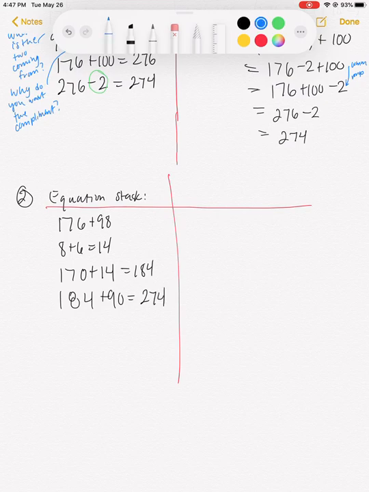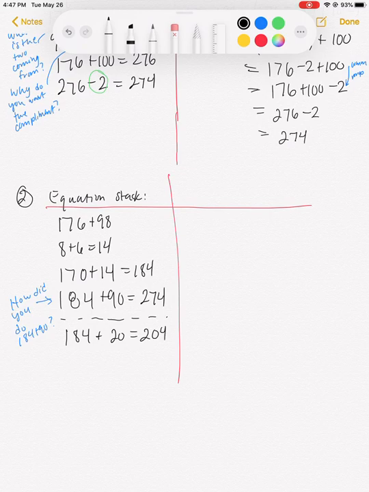And then the teacher asked, how did you get 184 plus 90? Then the student clarified, or another student responded, I can't remember: all I did was take 184, add on 20 to get to 204, and then I did 204 plus 70 equals 274, because that's what's left from the 90.